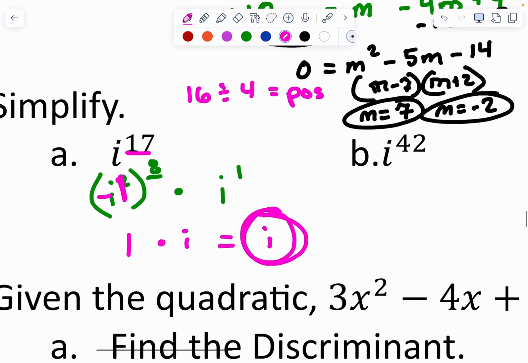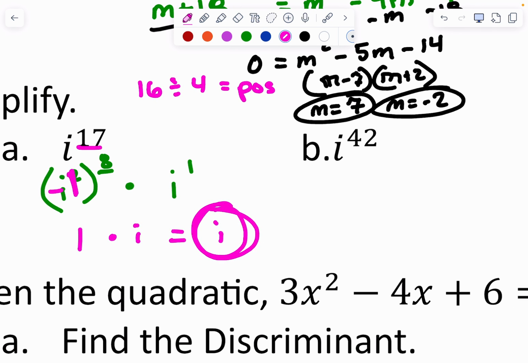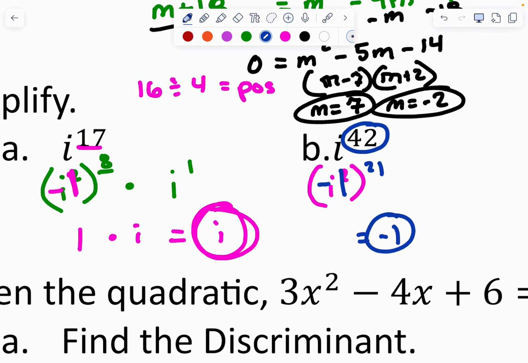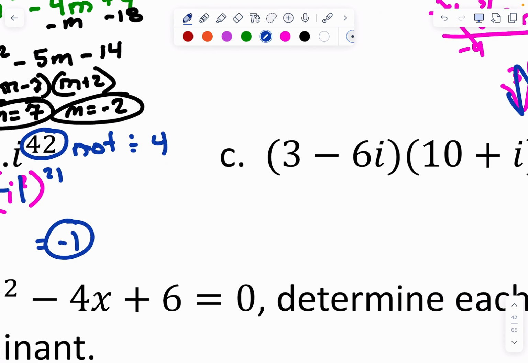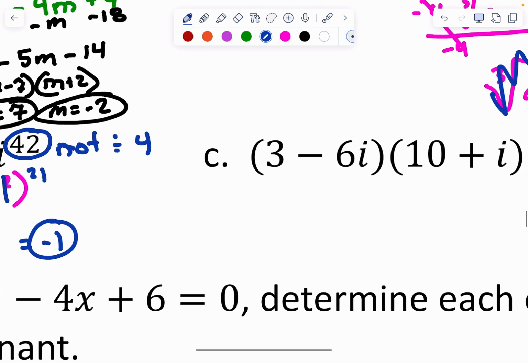Okay. 42, I squared will go into 42 how many times? 21. If I take negative 1 times itself 21 times, that gives me negative 1. No, it's just negative 1. We don't have to hang an I off because he's even. He's an even number. Even exponents will either be 1 or negative 1. The fact that 42 is an even number but is not divisible by 4 means it's going to be a negative. Yeah? Okay. If it was like 40, it would be a positive 1, yes. Or 44, it would be a positive 1. Correct.